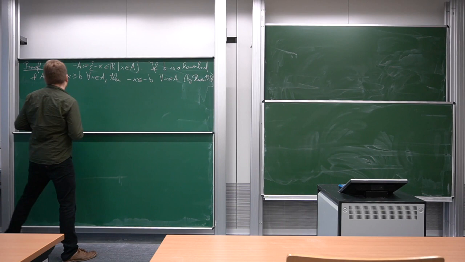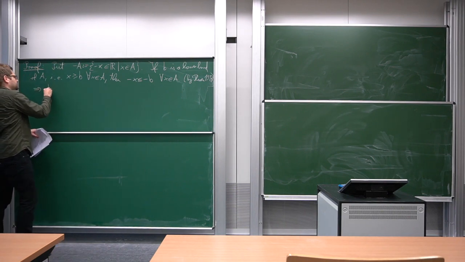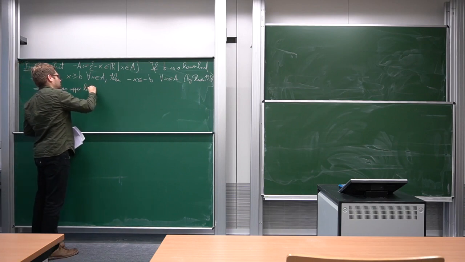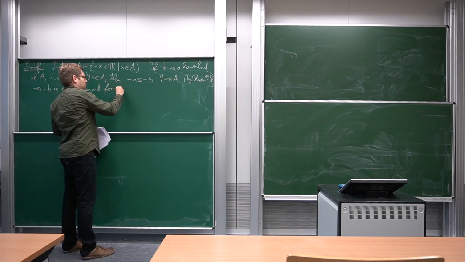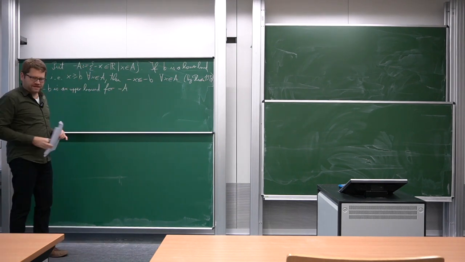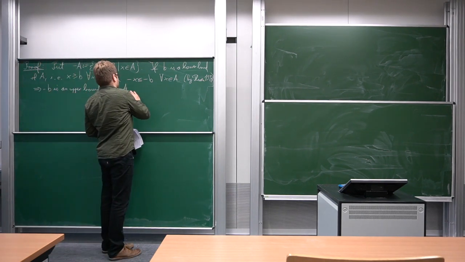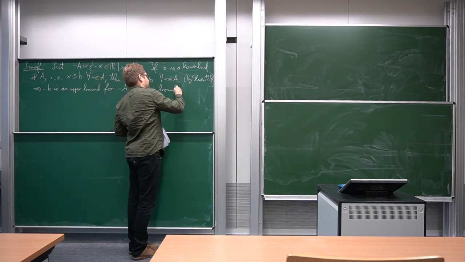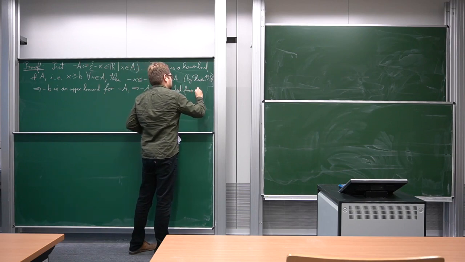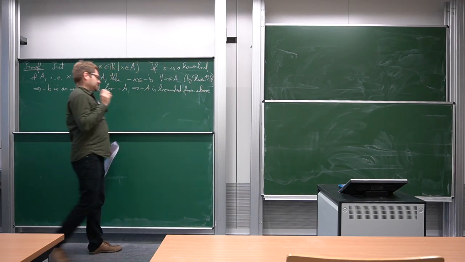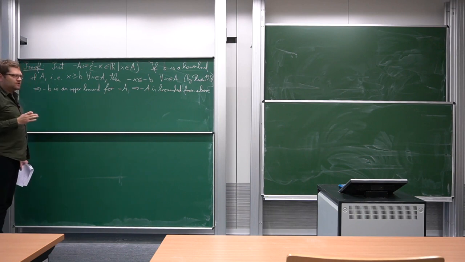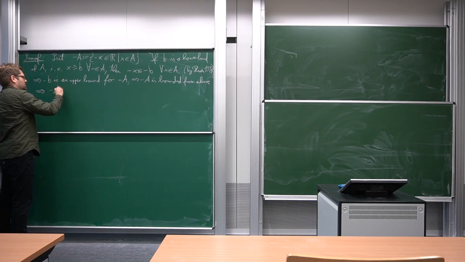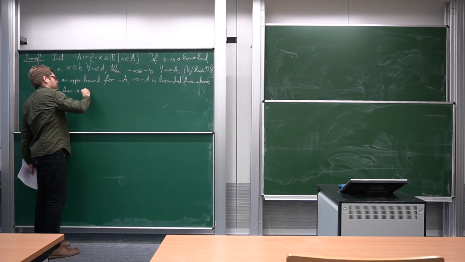But what does this say? This says that minus b is an upper bound for minus A. So we know that minus A is bounded from above. But this means we have a set bounded from above and we are in the real numbers, so we know that this has a smallest upper bound.